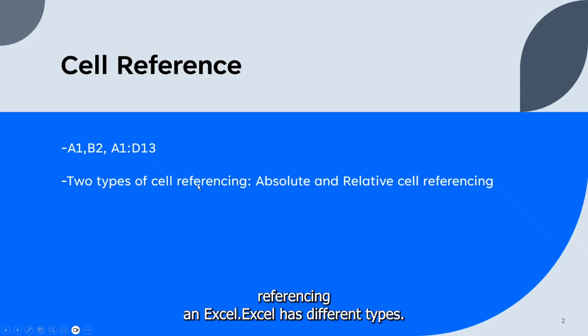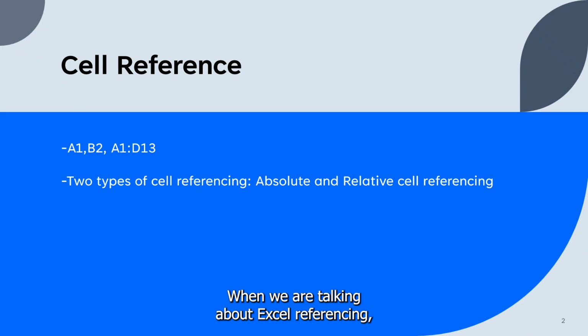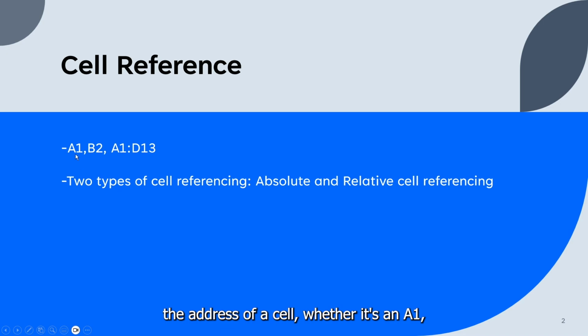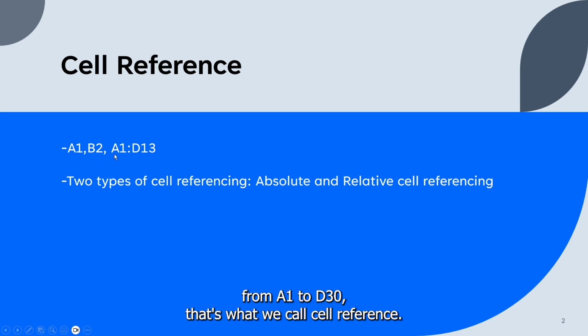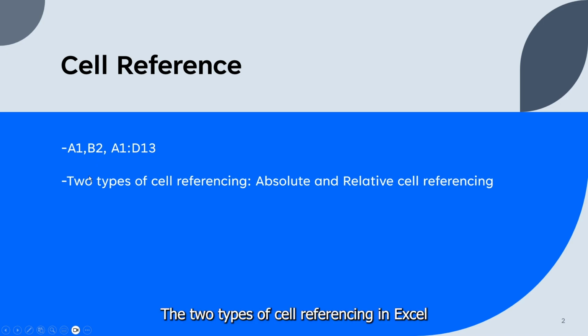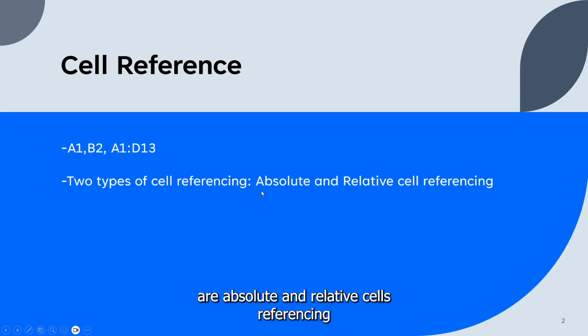We are going to look at cell referencing in Excel. Cell referencing in Excel has different types. When we are talking about a cell reference, the address of a cell, whether it's A1, B2, or a range of cells from A1 to D13, that's what we call a cell reference. The two types of cell referencing in Excel are absolute and relative cell referencing.